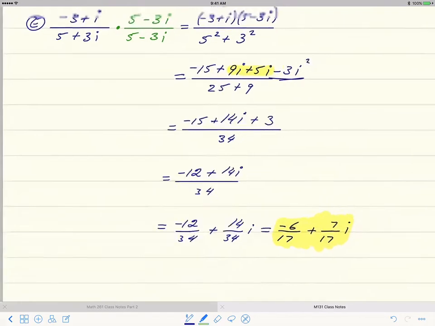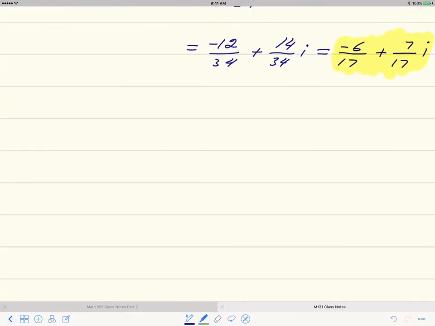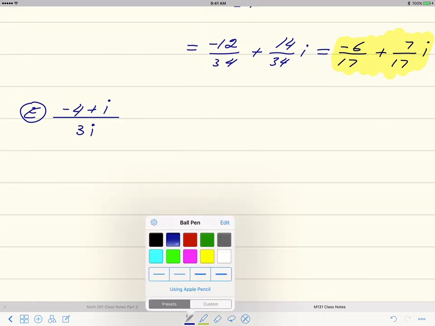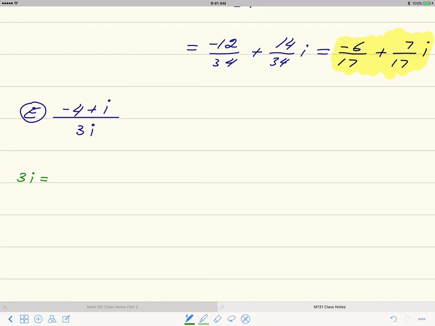Let's take one more example. Okay, so in this example, we're going to divide a complex number by a pure imaginary number. We're going to divide negative 4 plus i over 3i. So here, you can think of the denominator, always write it in standard form first. So this is 0 plus 3i. So the conjugate of this would be 0 minus 3i, and of course I can just write negative 3i. And that's the number you're going to multiply by. So you're going to multiply the numerator and denominator by negative 3i.